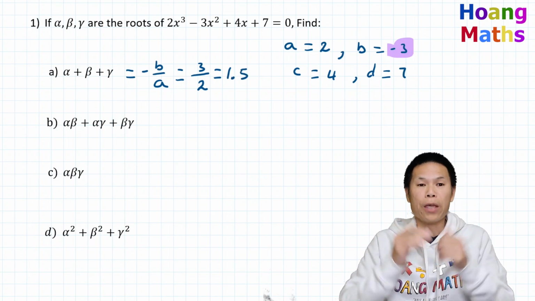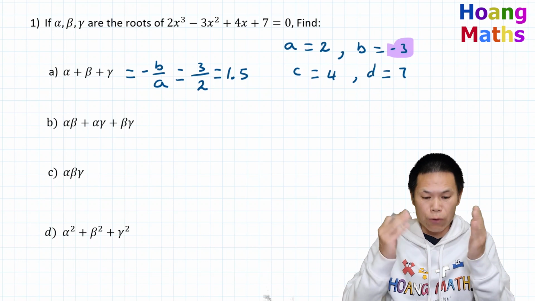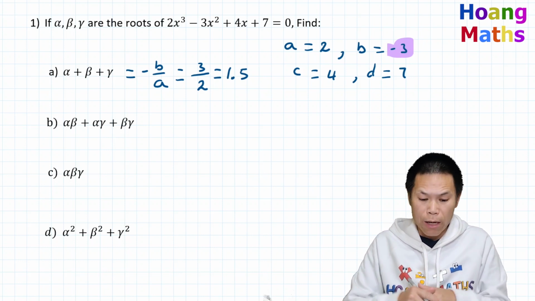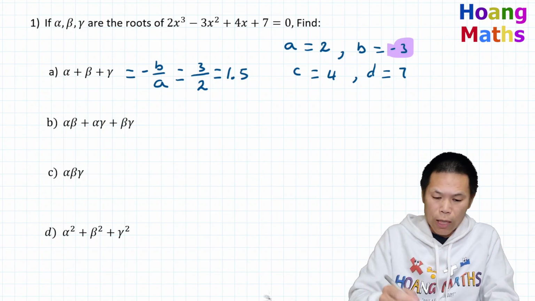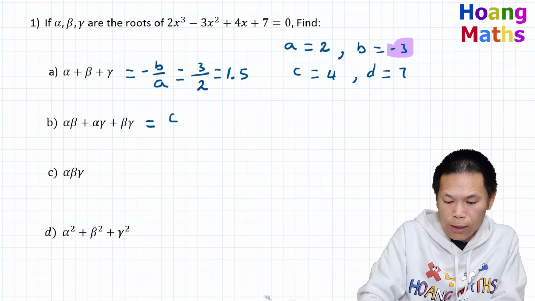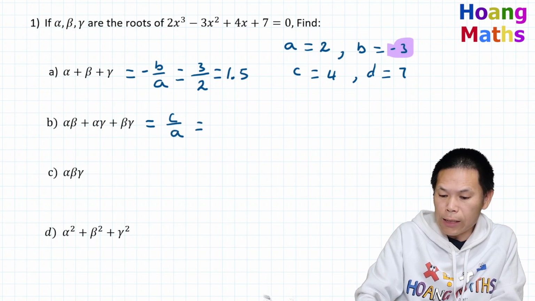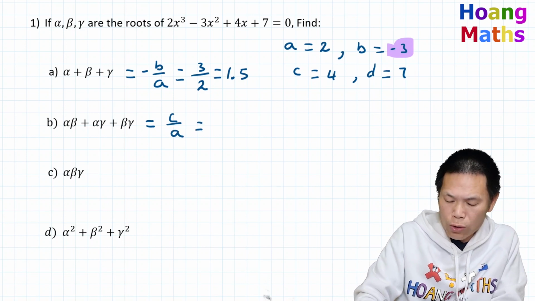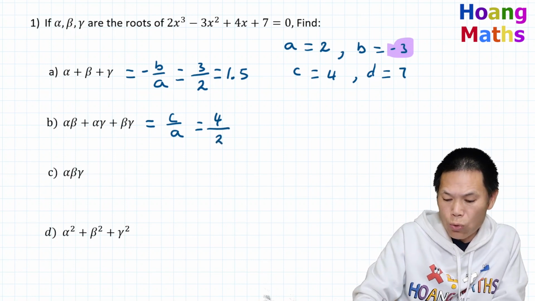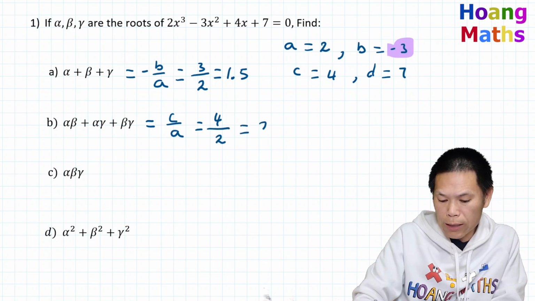Okay, there you go. And the sum of the products of the roots, so alpha times beta plus alpha gamma plus beta gamma. We know the rule: it's c over a. And c is 4, so that is 4 over a. And in this case, a is 2. So 4 over 2, the answer is 2.